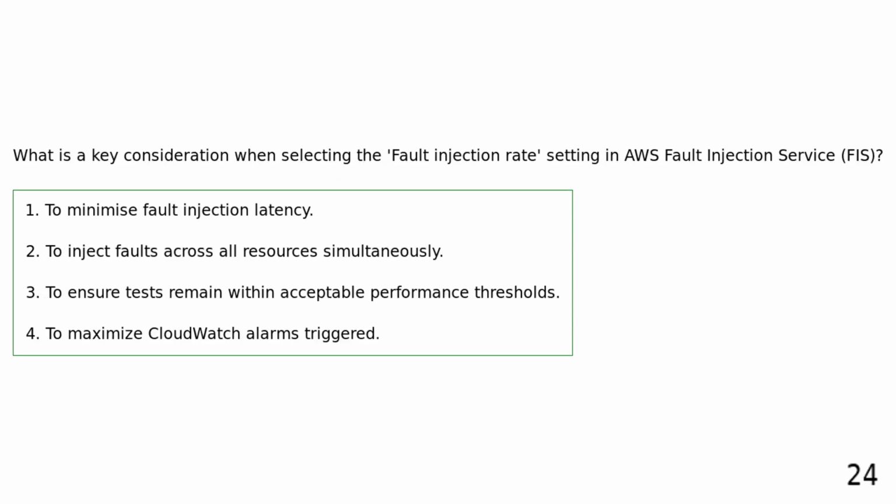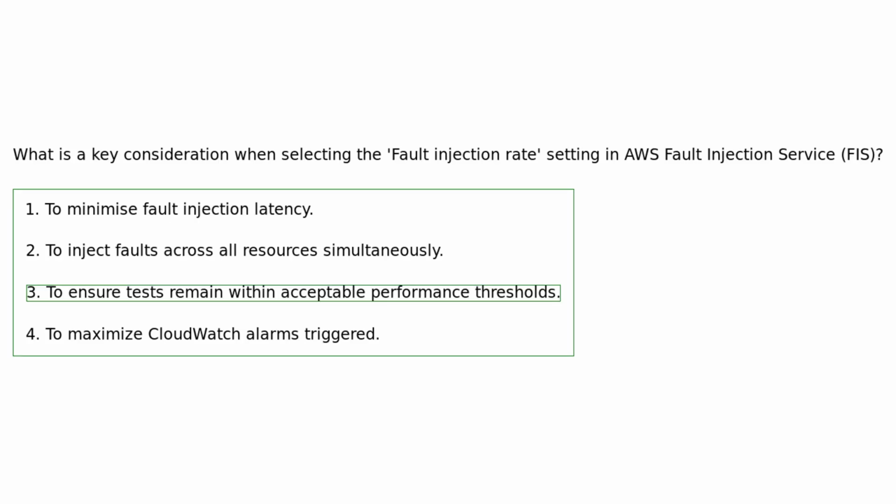What is a key consideration when selecting the fault injection rate setting in AWS Fault Injection Service? To minimize fault injection latency. To inject faults across all resources simultaneously. To ensure tests remain within acceptable performance thresholds. To maximize CloudWatch alarms triggered. When selecting the fault injection rate in AWS Fault Injection Service, it's crucial to ensure tests remain within acceptable performance thresholds to avoid excessive disruption.